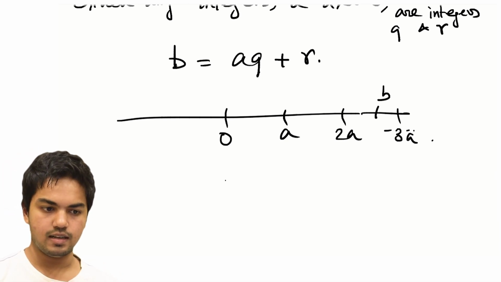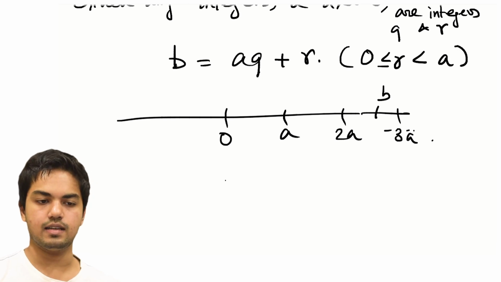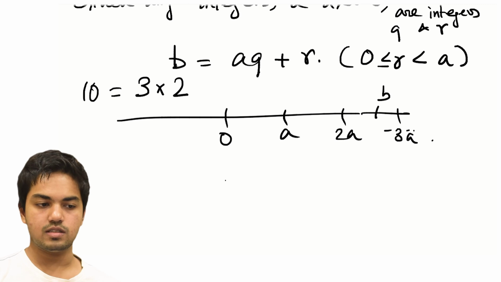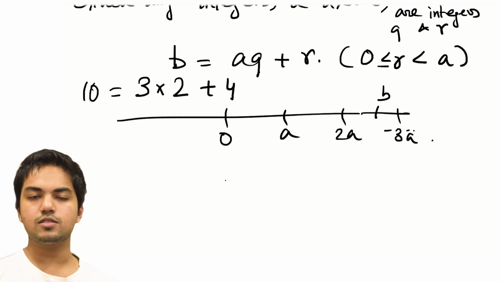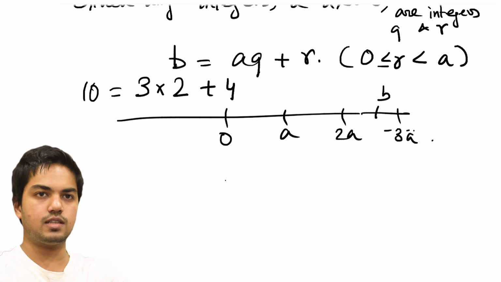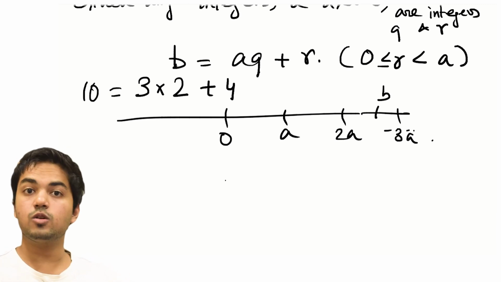Where I can say that R is between 0 and A. It's definitely less than A, right? Because you can always say, oh, okay, 10 is equal to 3 into 2, which is 6, plus 4. But that's not the closest multiple of 3. So I can always go to the closest multiple of 3 and then only walk a distance less than 3.